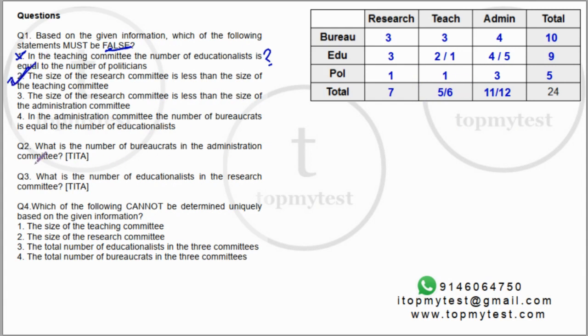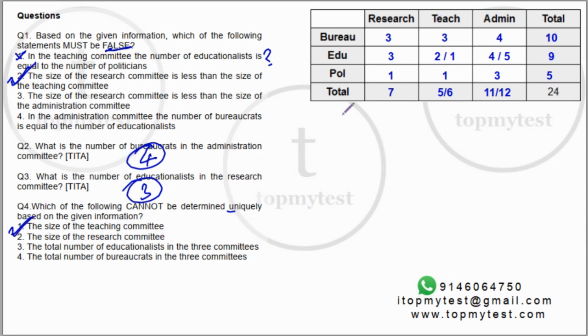Okay. Next one. What is the number of bureaucrats in administration? Bureaucrats in administration is 4. What is the number of educationists in research committee? Educationists in research is 3. Okay. Which of the following cannot be uniquely determined? So some of these numbers, right? Size of the teaching committee. This cannot be uniquely determined. Option 1 is your correct choice.